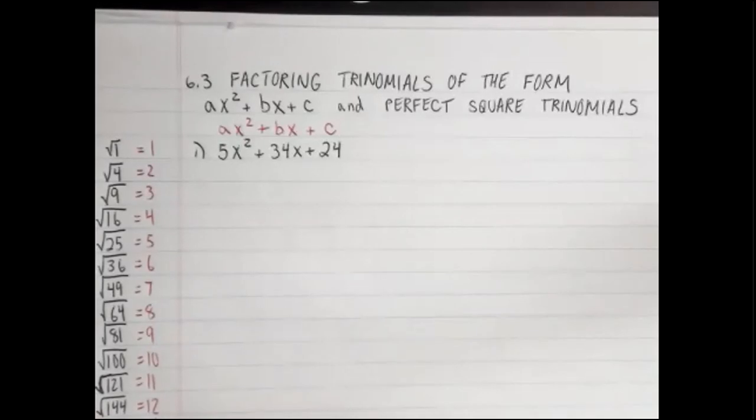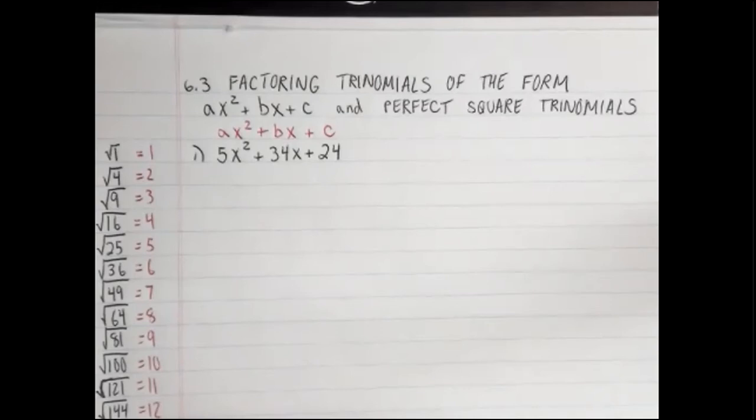All right, so 6.3, factoring trinomials of the form ax squared plus bx plus c, and that's what we call our standard form, and perfect square trinomials. We're going to get to perfect square trinomials, and that's kind of what this is off to the side, so we'll get to that towards the end of the video.